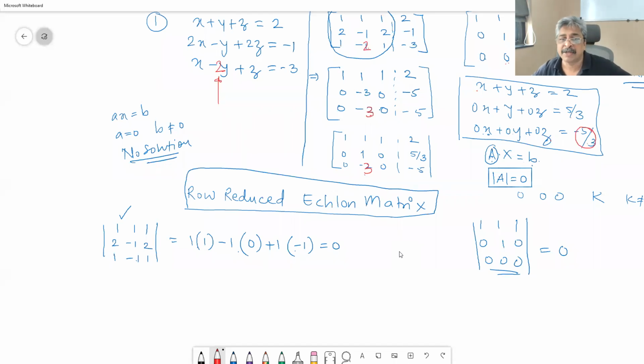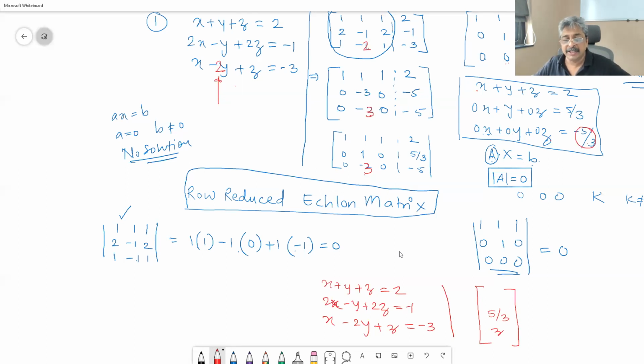So final solution set for this system of equation, which is x plus y plus z is equal to 2, 2x minus y plus 2z is equal to minus 1, and x minus 2y plus z is equal to minus 3. For this system, you can take any z. Your y value is 5 by 3. So can you tell me what value of x in terms of z? This is what is our solution set.